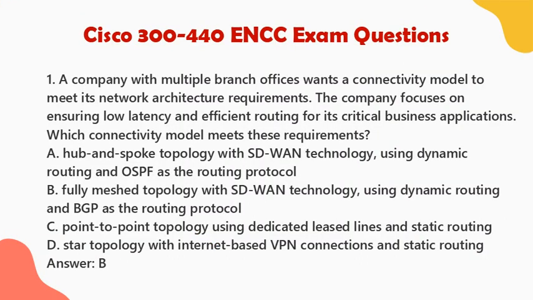1. A company with multiple branch offices wants a connectivity model to meet its network architecture requirements. The company focuses on ensuring low latency and efficient routing for its critical business applications. Which connectivity model meets these requirements? A. Hub and spoke topology with SD-WAN technology, using dynamic routing and OSPF as the routing protocol. B. Fully meshed topology with SD-WAN technology, using dynamic routing and BGP as the routing protocol.